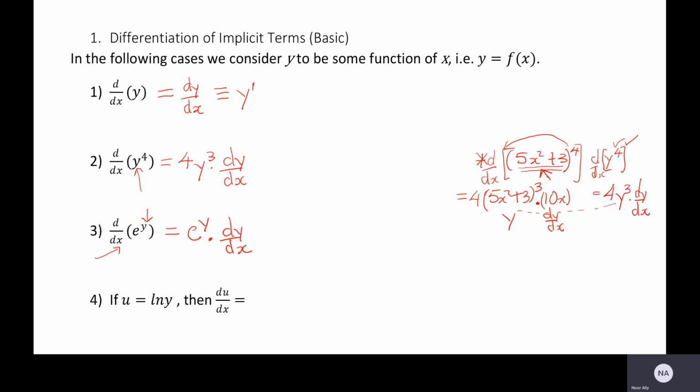u is equal to the ln of y. Then what is du/dx? Well, it will be equal to, firstly, 1 over y. Do we stop there? Not at all. Times dy/dx. Now we've come across logarithmic differentiation.